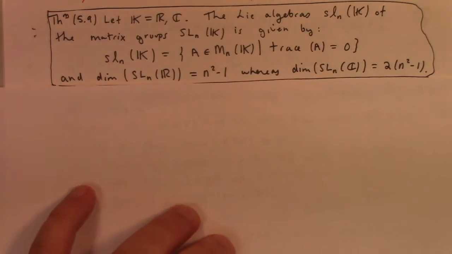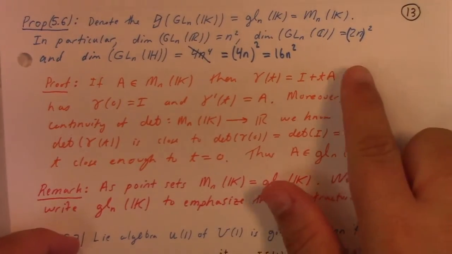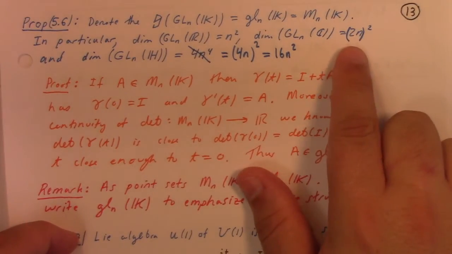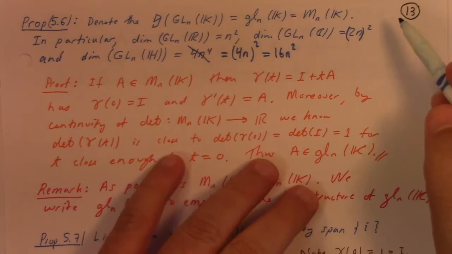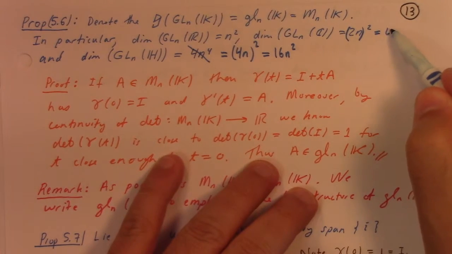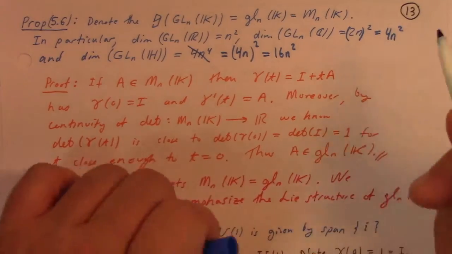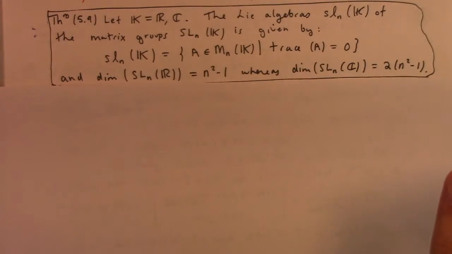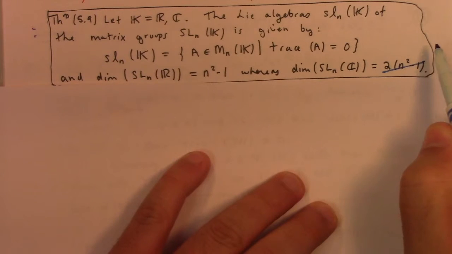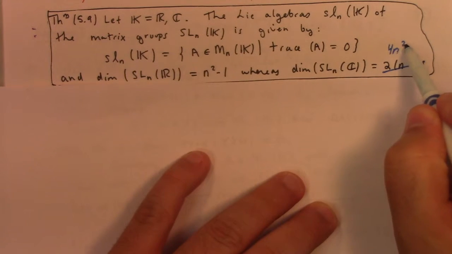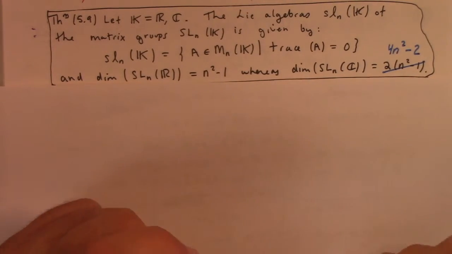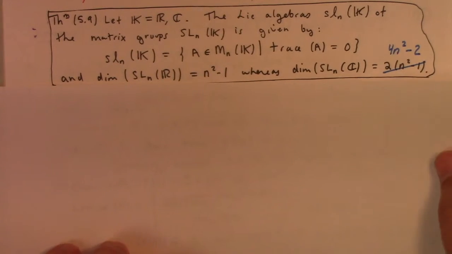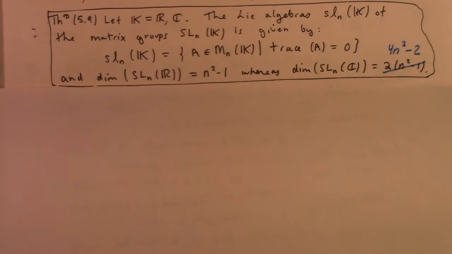Well, here's what my gut is telling me. Because I had the dimension of GLNC being 4n squared, right? I think I have just that minus 2 real dimensions. I mean, this is the real dimension, of course, 4n squared. So my gut feeling here is that this should be 4n squared minus 2, because the traceless condition is 2 real equations. So, all right, the real part and the imaginary part. Now that said, here's the proof.